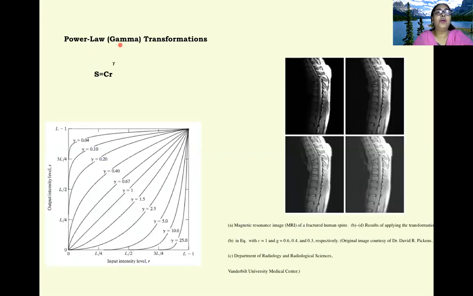Another is the power law or gamma transformation. S = C R^gamma, where gamma takes different values and C is a constant. Depending on different gamma values, the output intensity pixels will be transformed. C is a constant value, it may be 1.